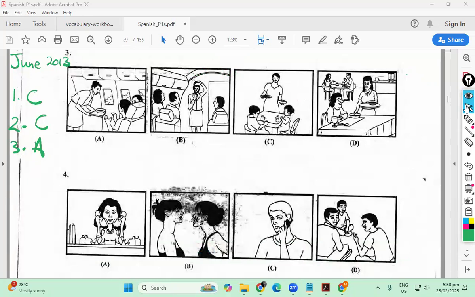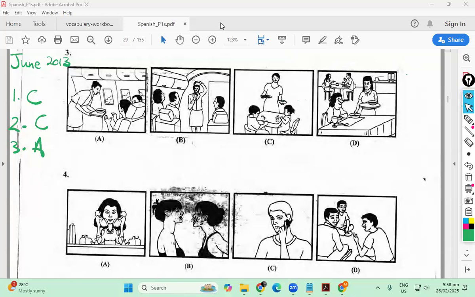A ellos les gusta charlar. What are the clues? Ellos. Which one has ellos? Very good. Only one of them has ellos. Great.